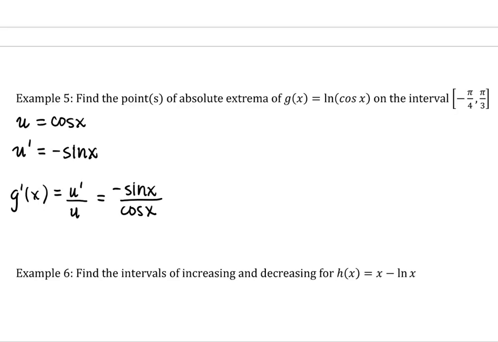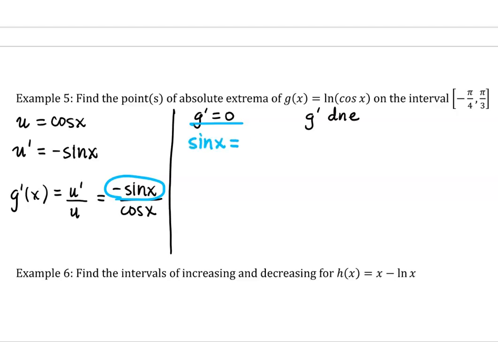which does equal a negative tangent x, but I don't think that's going to be very helpful for us to do right now, because remember, what we're trying to do is find critical values, and critical values will happen where the derivative is equal to 0 or where the derivative does not exist. Now, this derivative will equal 0 when its numerator is equal to 0, and the negative doesn't really matter. We can just really say when sine x is equal to 0. The derivative will not exist when its denominator is equal to 0, so when cosine x is equal to 0.